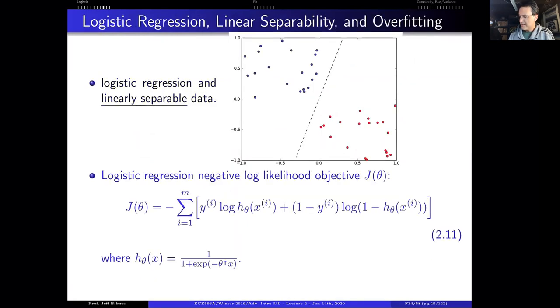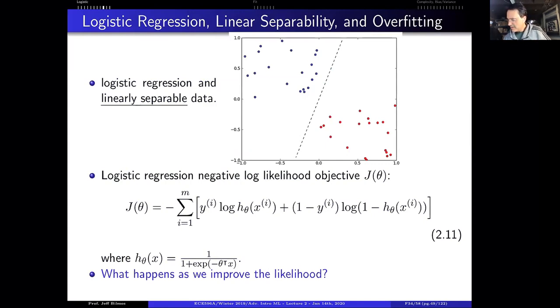So the question we want to ask is, what happens if we keep improving the likelihood? Because when you look at this kind of thing, these are supposed to be the ones, and these are supposed to be zeros. So basically, what happens if we keep trying to improve the likelihood more and more? Like, what ends up happening? Is there some underlying bound that we get?